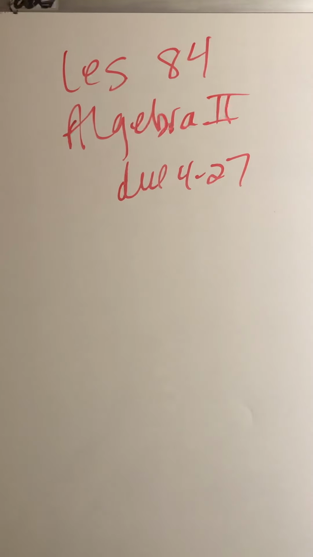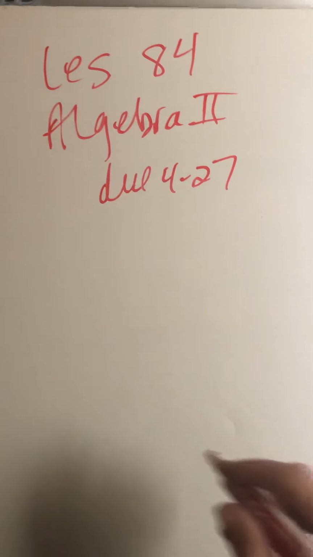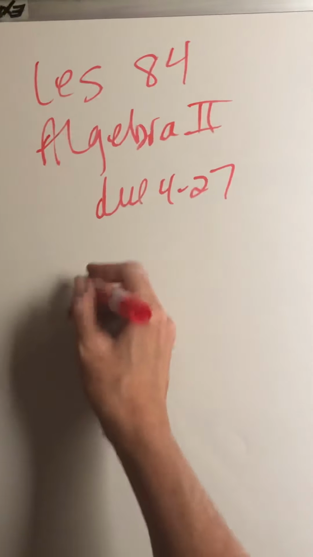This is lesson 84 for Algebra 2. It's due on Monday, April 27th. This is solving rational equations.